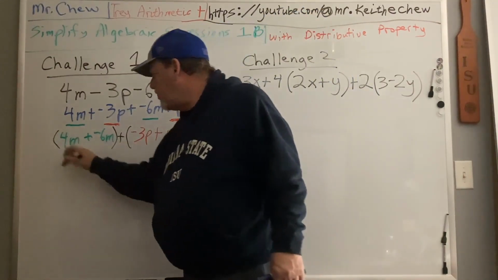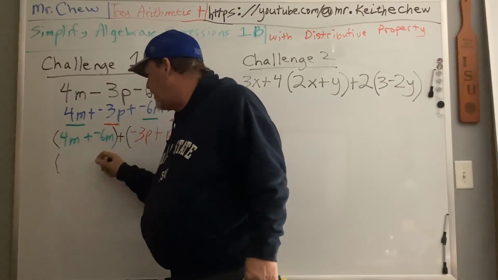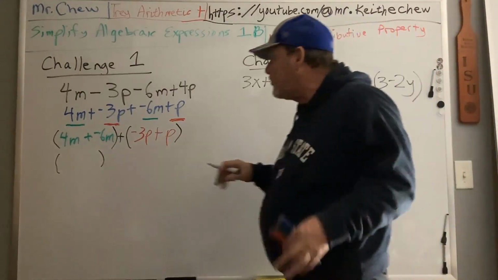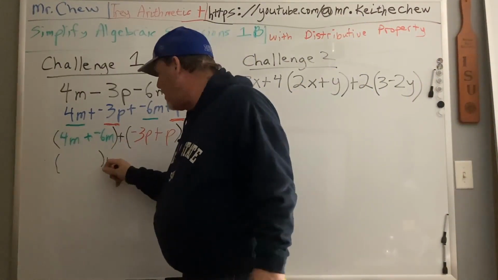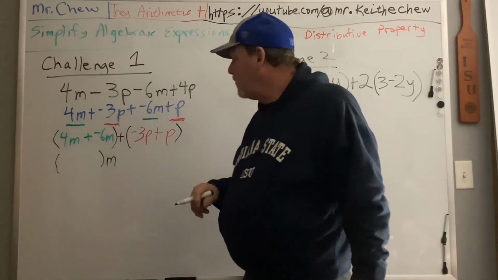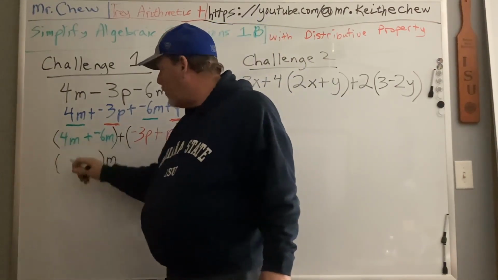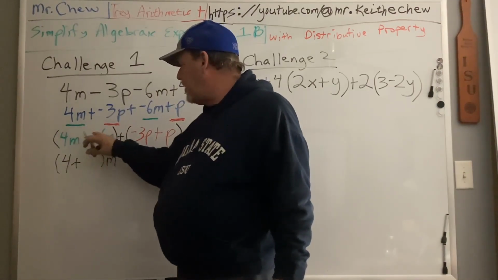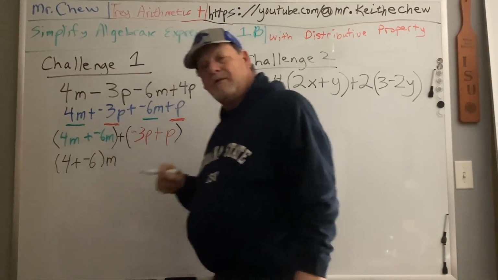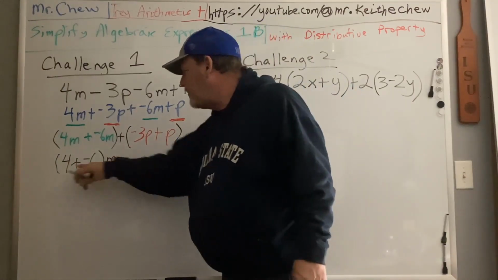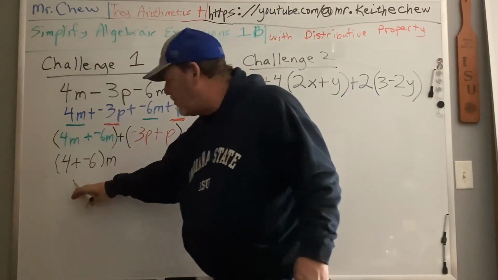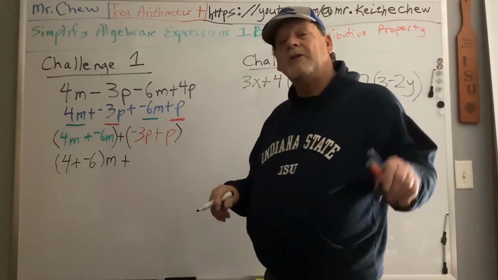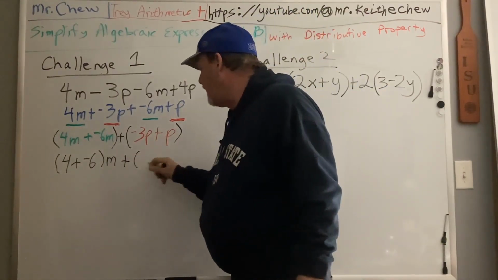The next thing I'm going to do is put these parentheses down here, and I'm going to reverse the distributive property by factoring out their common variable. What do you multiply by m to get 4m? 4. What do you multiply by m to get negative 6m? Negative 6. Some people don't need that step. They can automatically go to this step. That's fine if you can get the right answer. But I'm also dealing with those that can't get the right answer.